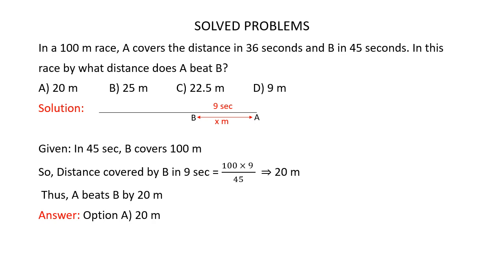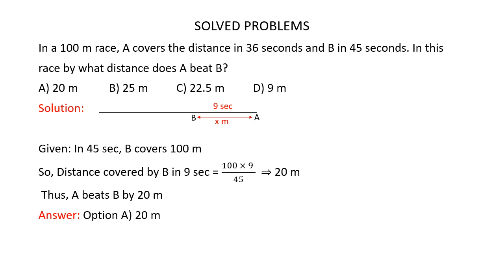So in a 100-meter race, A covers the distance in 36 seconds. So A covers this whole distance of 100 meters in 36 seconds and reaches the winning point here. B covers the 100 meters in 45 seconds. So B also starts from this point and takes 45 seconds to reach the winning point.